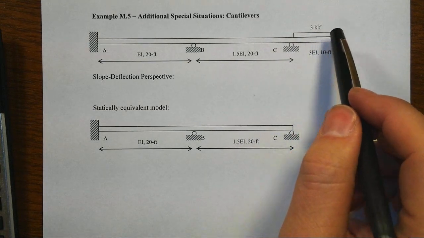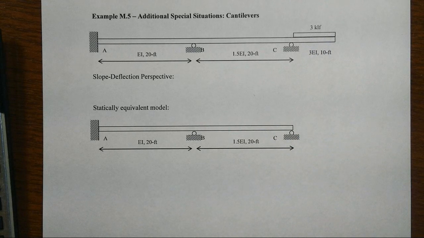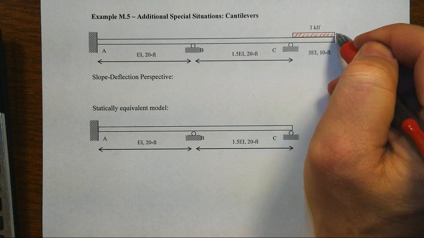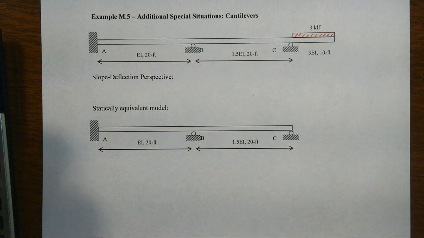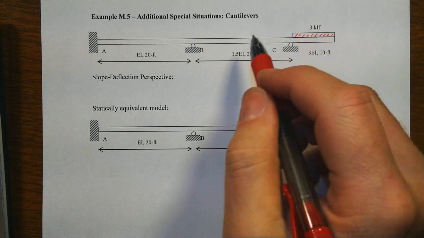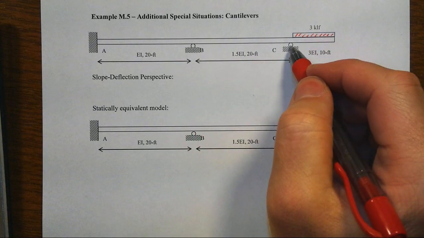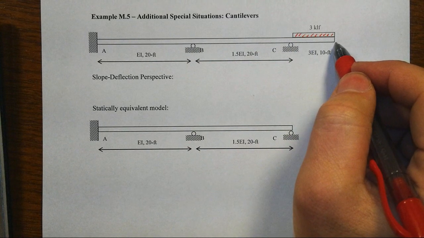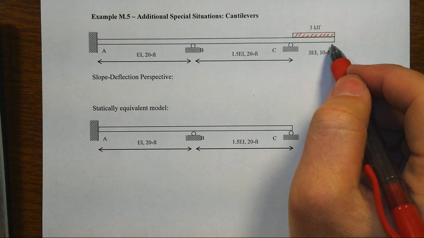It's the only load that is applied in this particular situation, 3 kips per foot. And let's see how we can handle this. Right now, we could say that we have a degree of freedom at B, a degree of freedom at C, and we have the rotation out here at the tip plus a chord rotation of that member.